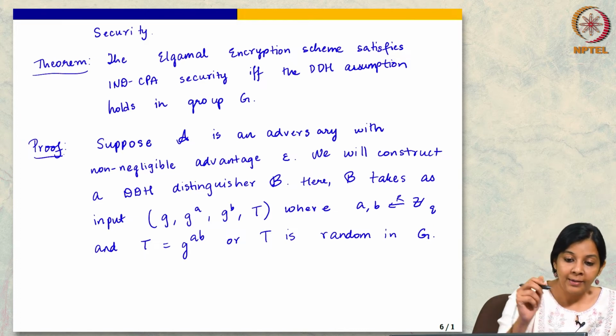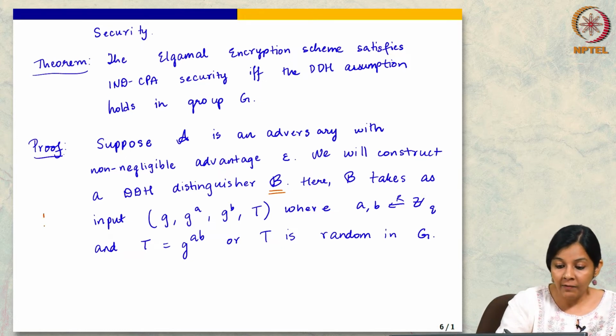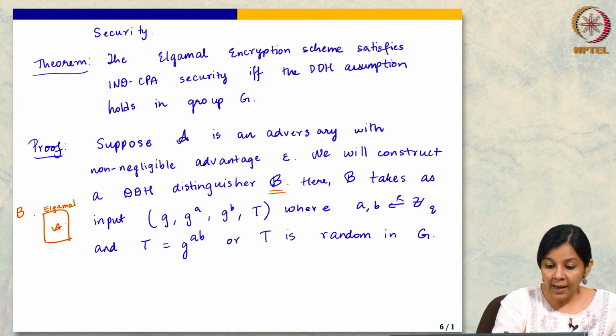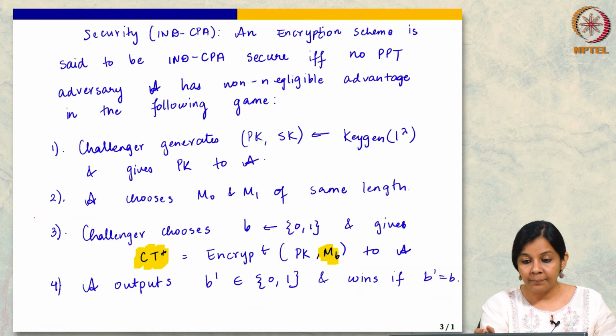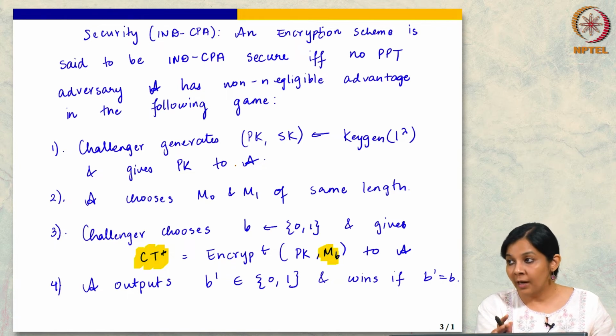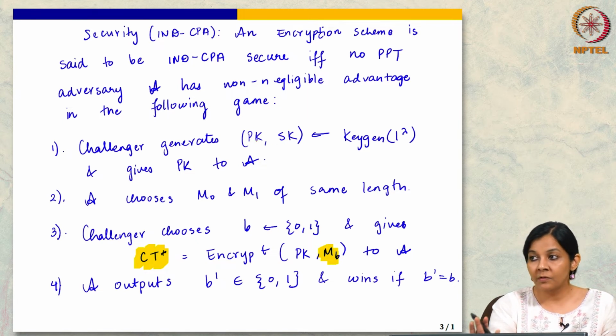Now let us look at the steps that this B should do. I have this attacker A against the El-Gamal encryption, and I have this B sitting outside it. B has to interact with A as we described in this game. So B has to play the role of the challenger to the adversary A. What does the challenger have to do? The challenger must first of all give it a public key which is distributed correctly.